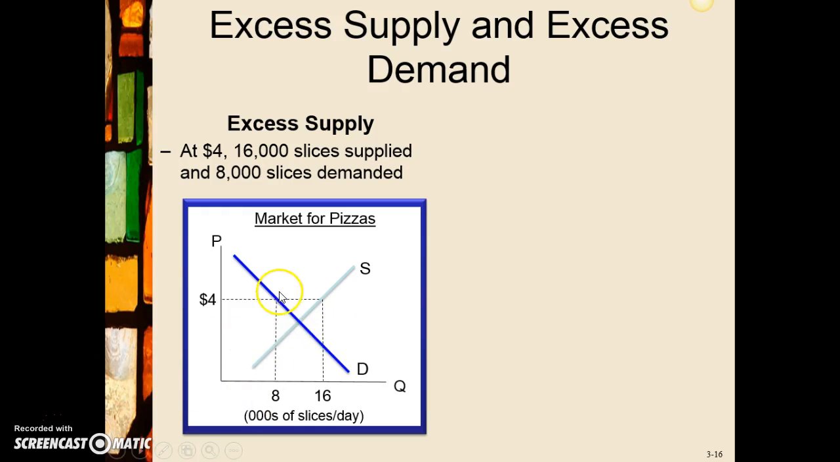So anytime the price is above equilibrium, you're going to get this thing called excess supply. In this case, we'd have excess supply of 8,000 slices a day. And whenever that happens, sellers have a strong incentive to cut their price.